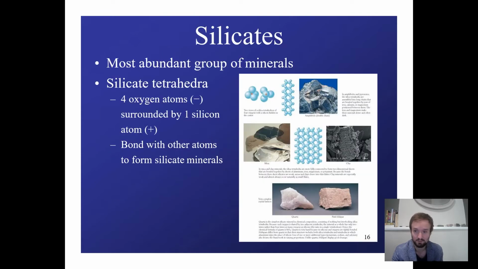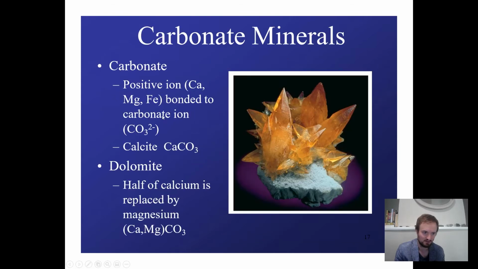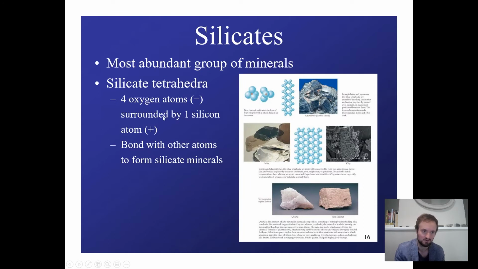The silicates are predominantly made of silica, and they are formed of silicate tetrahedra. A silicate tetrahedron is 4 oxygen atoms surrounding 1 silicon atom. It forms these nifty, triangular-looking, or well, tetrahedra-looking things. And then these little guys will actually bond together to form different geometries. So they can form chains or sheets.